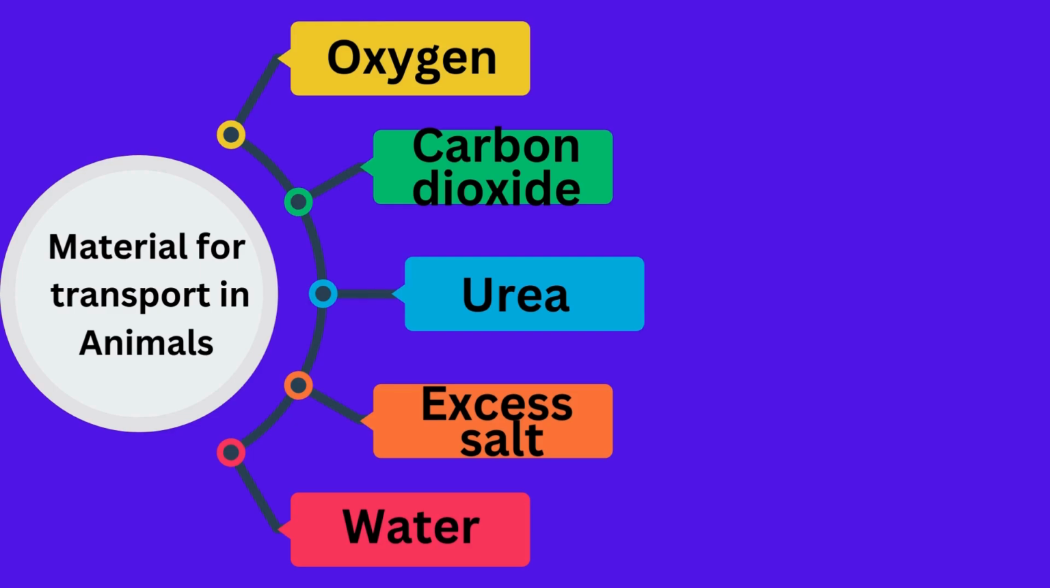1. Oxygen. Oxygen is transported from the lungs to all the living cells of the body for tissue or cellular respiration. Number 2, carbon dioxide. This is an excretory waste product transported from the cells where it is produced to the lungs where it is excreted. 3. Urea. Urea is also an excretory product transported from the cells where it is produced to the liver where it is removed.